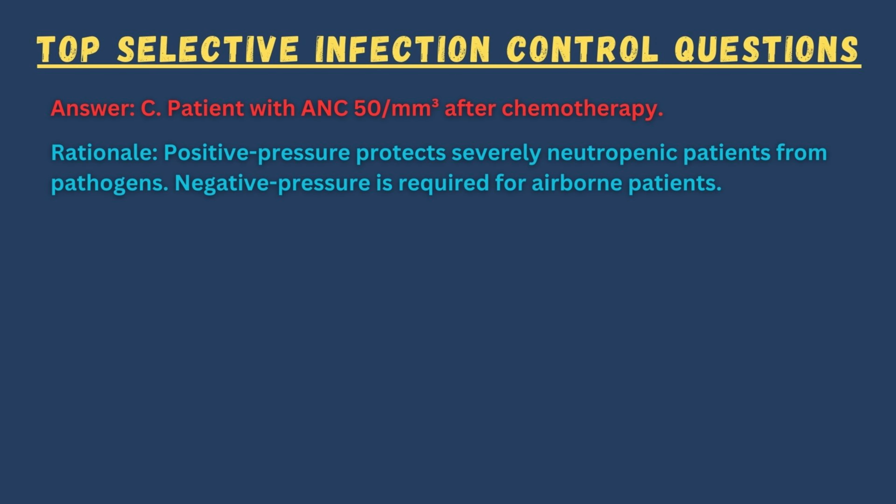Answer C. Patient with ANC 50 per cubic millimeter after chemotherapy. Rationale. Positive pressure protects severely neutropenic patients from pathogens. Negative pressure is required for airborne patients.